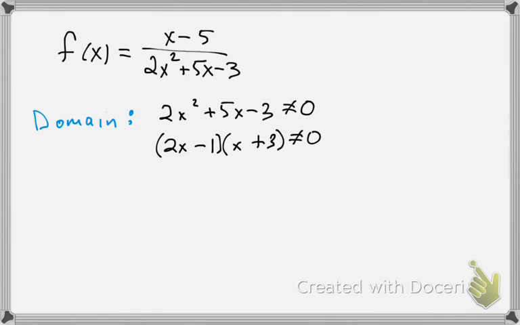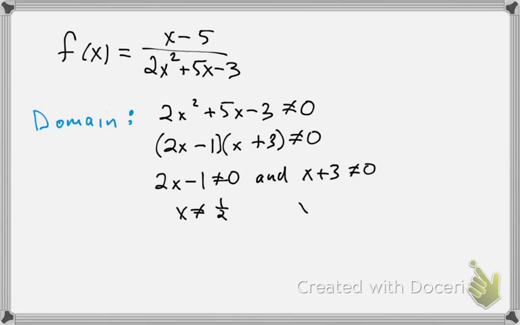Now what do we do? Yeah, break each part down equal to 0, or in this case, not equal. So 2x minus 1 cannot be 0, and x plus 3 cannot equal 0. If either one of those equals 0, they'll multiply to 0, and 0 is exactly what we don't want. So x cannot be 1/2, and x cannot be negative 3. Do you guys agree? You guys on board?